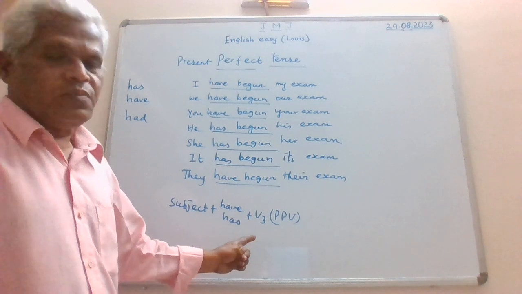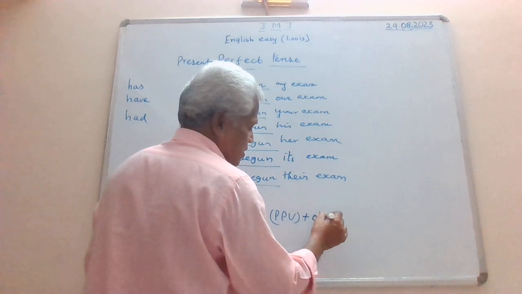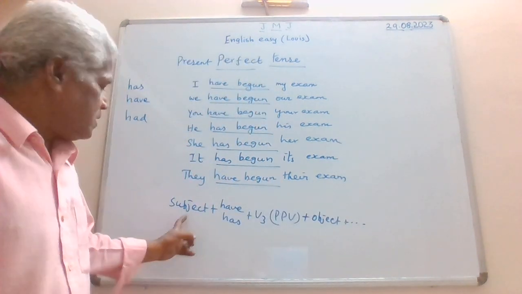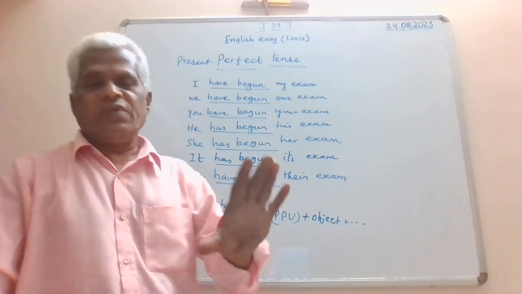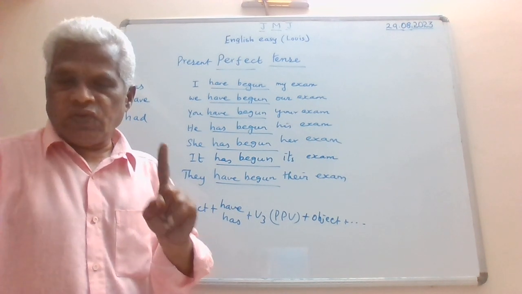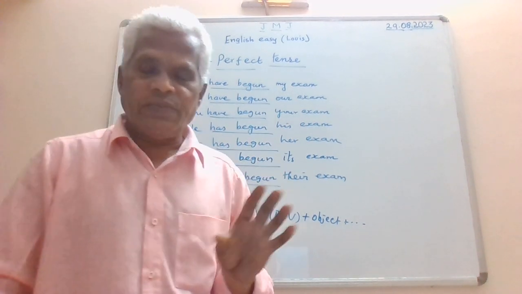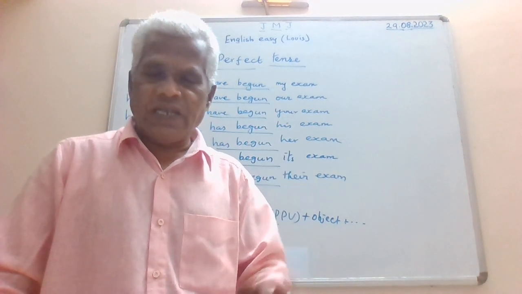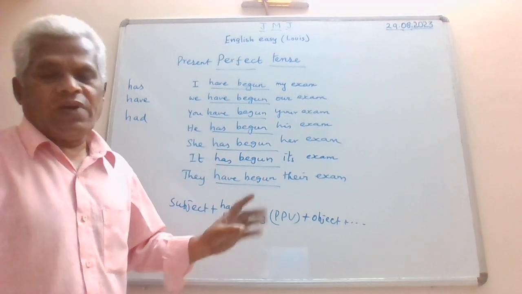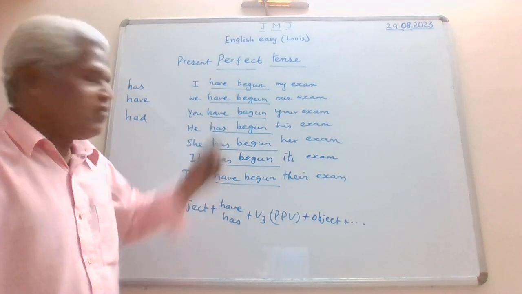Okay, have plus the past participle form of the verb, and then of course we have the object and the rest. So this is the formation of the verb for present perfect tense. So when do we use has? Only for the third person singular. If you have the subject as third person singular, and you are writing sentences in present perfect tense, you have to use has. But apart from that, for I, we, you, they, you have to use only have.